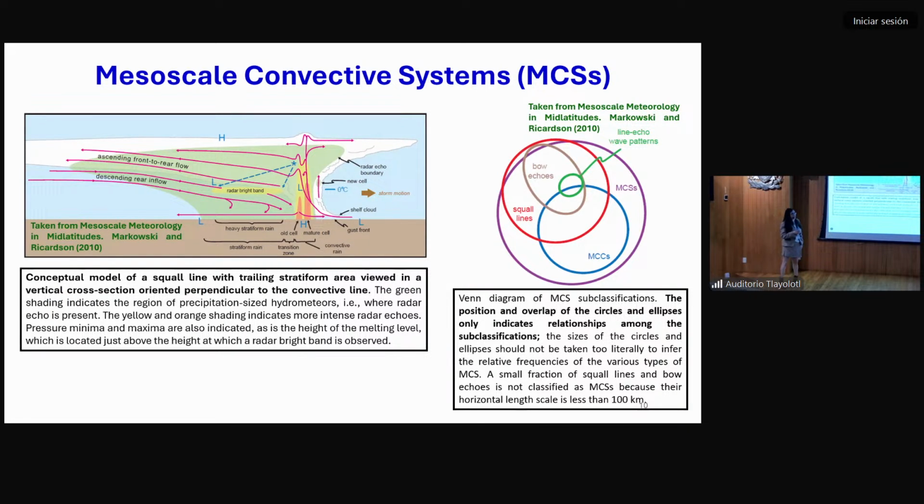Which types of mesoscale convective systems are there around the world? In general, we have squall lines, which are very common in the USA, for example, bow echoes, and mesoscale convective complexes. This is a typical schematic of a mesoscale convective system. You have here mature cells, you have ascending motion, descending motion, and in this part heavy stratiform rainfall, and in this part you can have convective rainfall, which can cause extreme precipitation events.